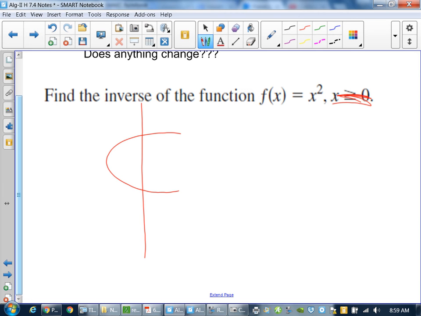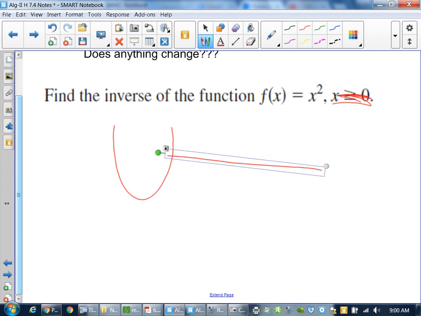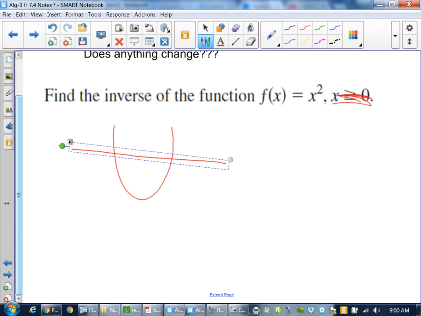Now, if my inverse wasn't a function, that meant that my original problem wouldn't have passed the horizontal line test. That's what that meant. So if your original function, without disclaimer, doesn't pass the horizontal line test, the inverse of it will not pass the vertical line test. Does that make sense? That's where that was coming from, okay?